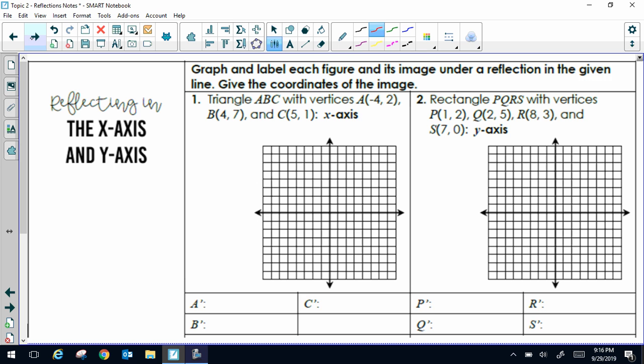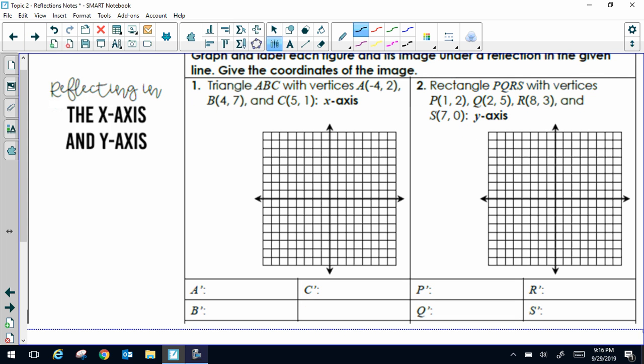They give me a triangle ABC, which is at -4, 2. So here's my A. B is at 4, 7, and C is at 5, 1. So here's my triangle, and they want me to reflect it over the x-axis. If I look at this, A is 2 spaces away, which means I need to go 2 spaces away. So here is A prime.